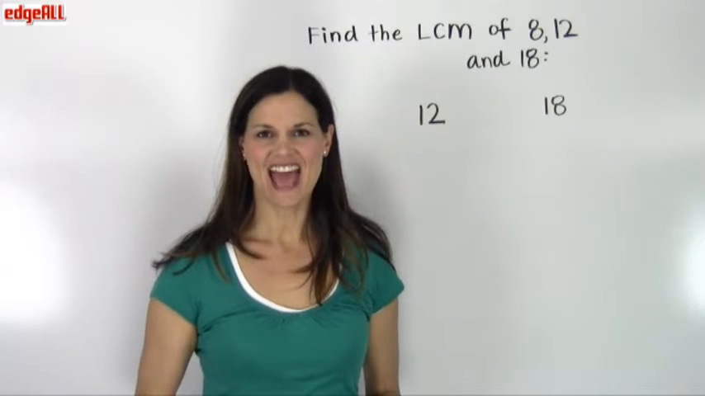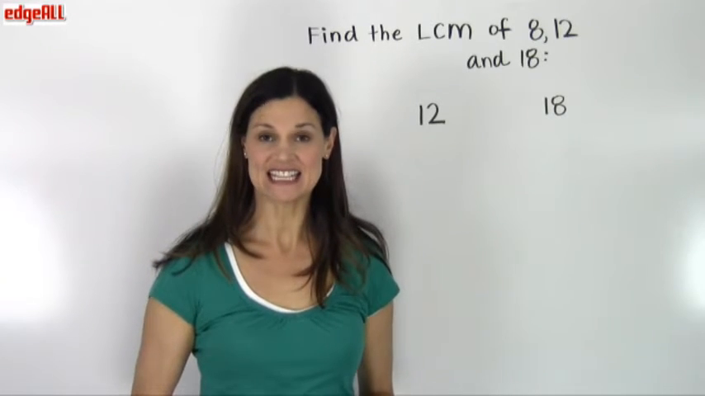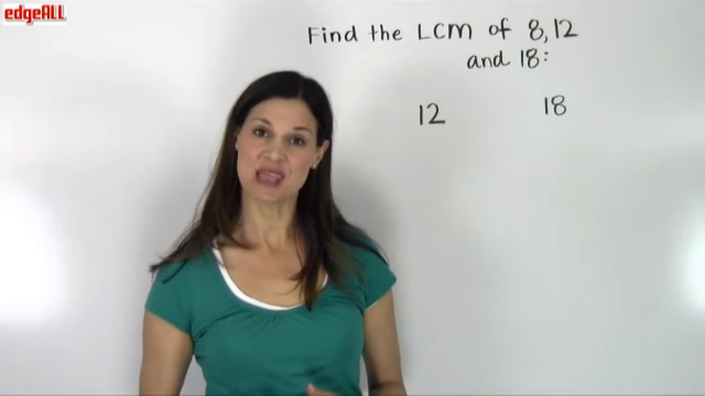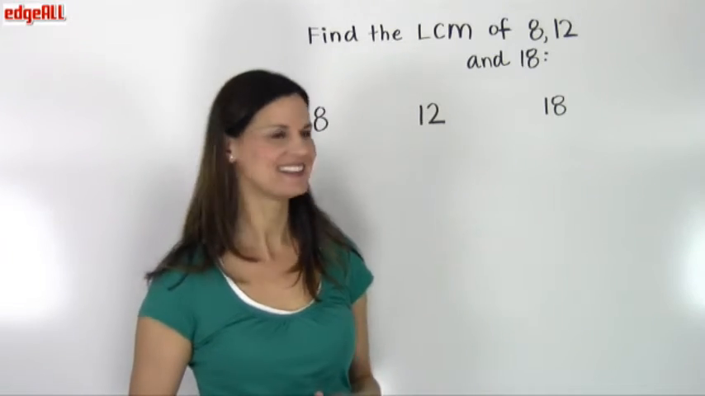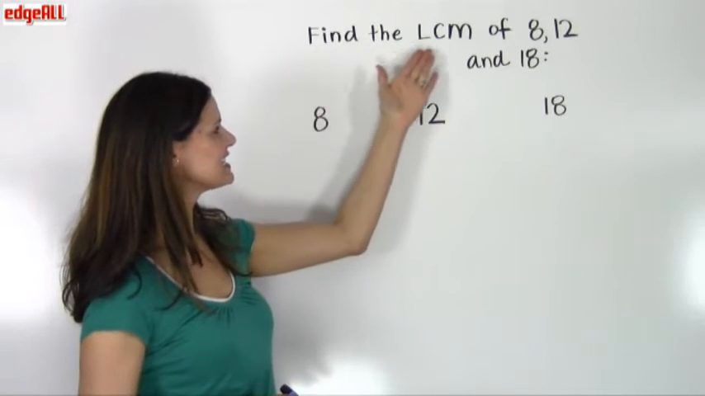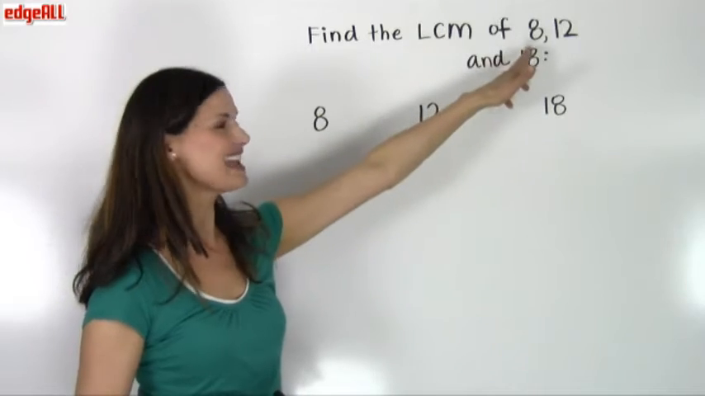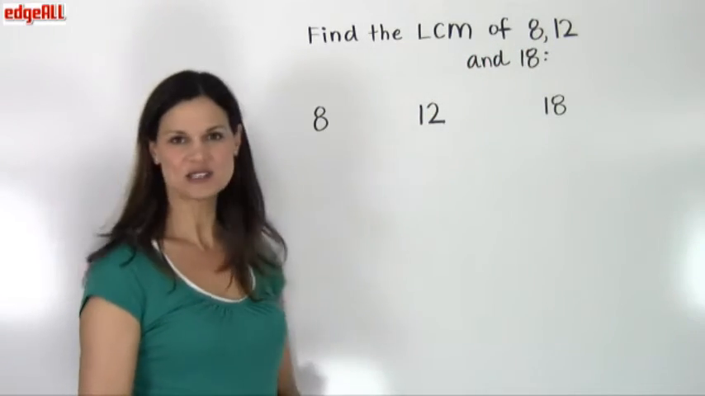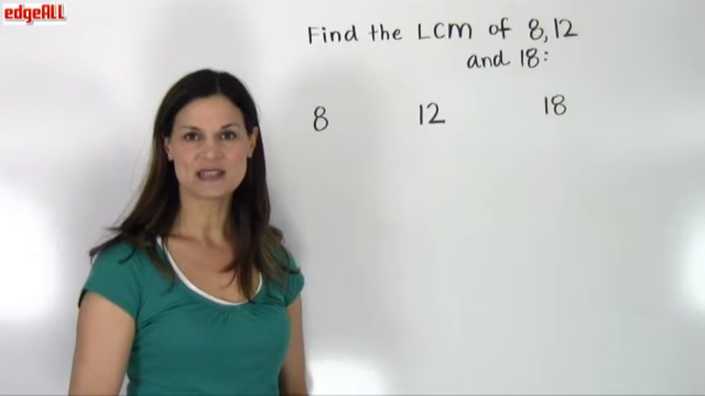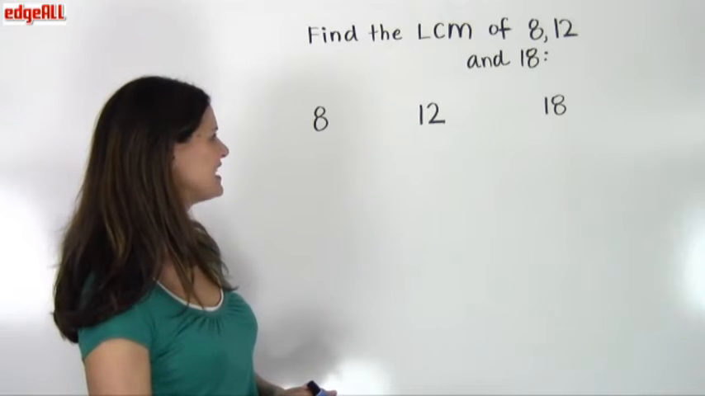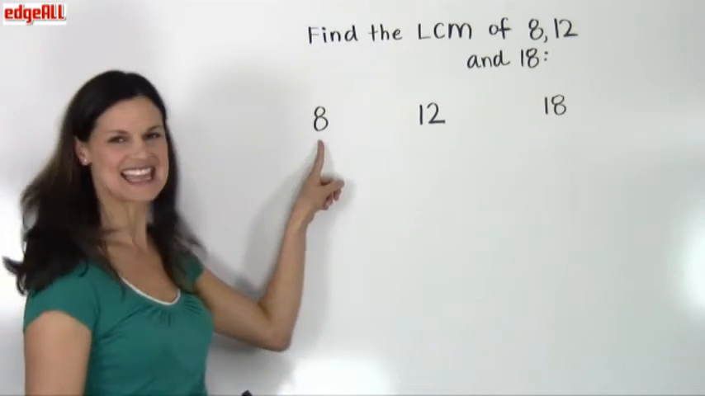Let's take a look at an example of finding the least common multiple of 3 numbers using prime factorization. So we have a problem here that asks us to find the least common multiple of 8, 12, and 18. So first, what we want to do is find the prime factorization for each of our 3 numbers. So let's begin with 8.